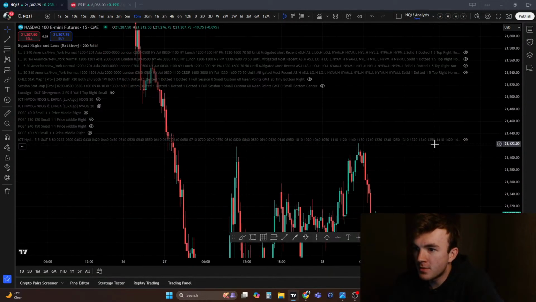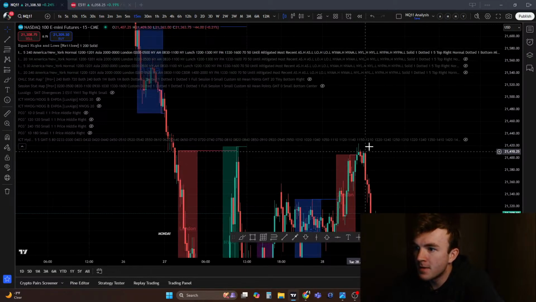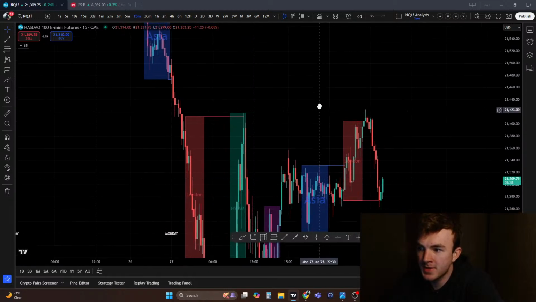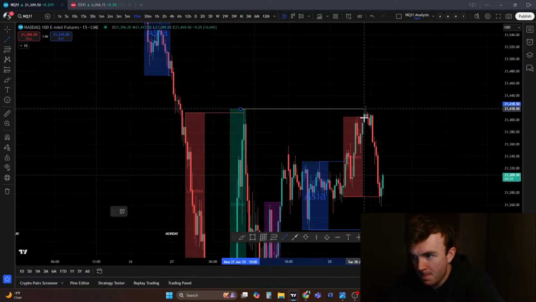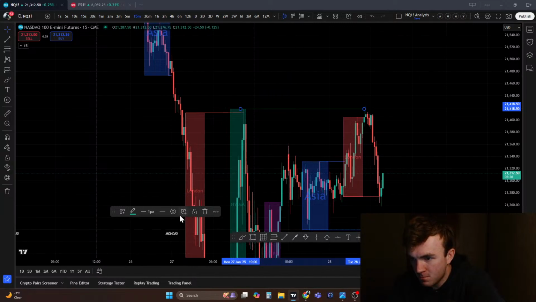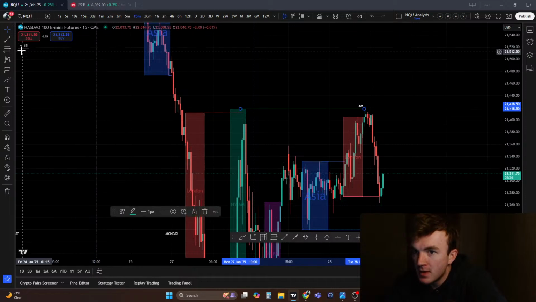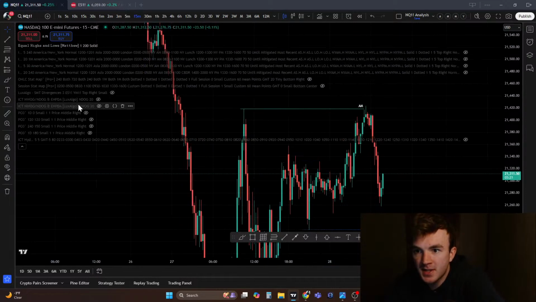I mean, these are kind of like relatively equal highs, except not really. We swept out AM's highs. Okay, we swept out AM's highs. Nice.